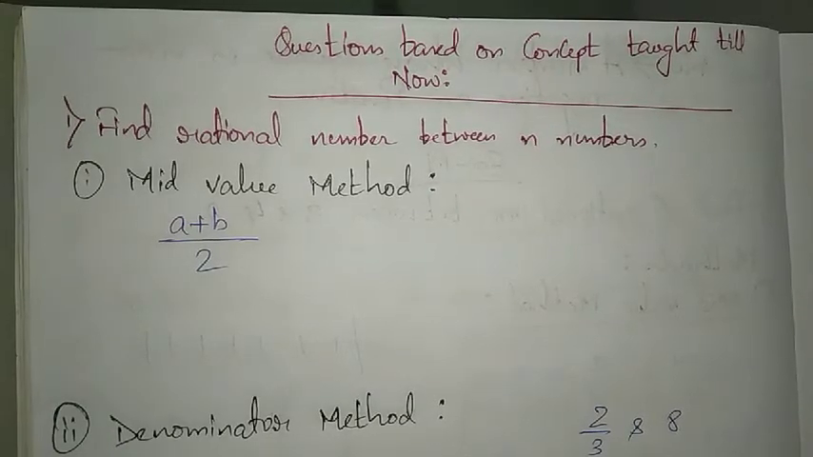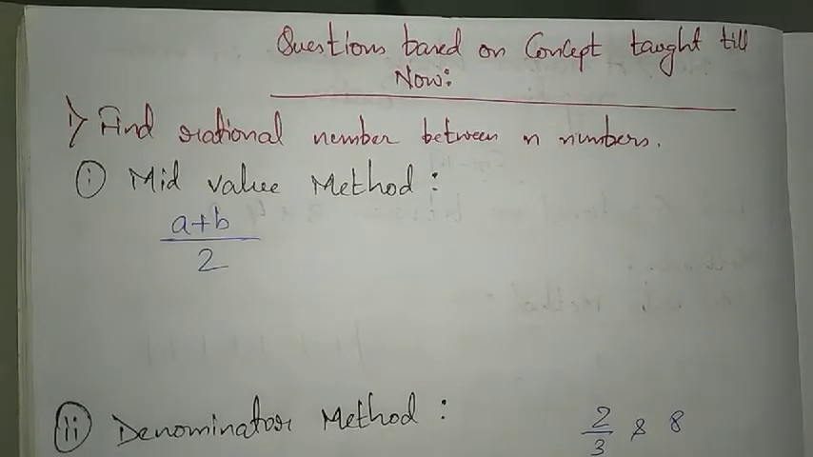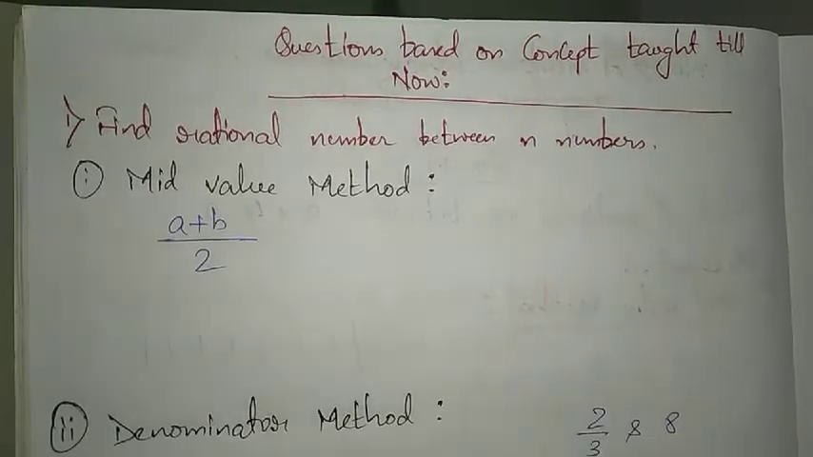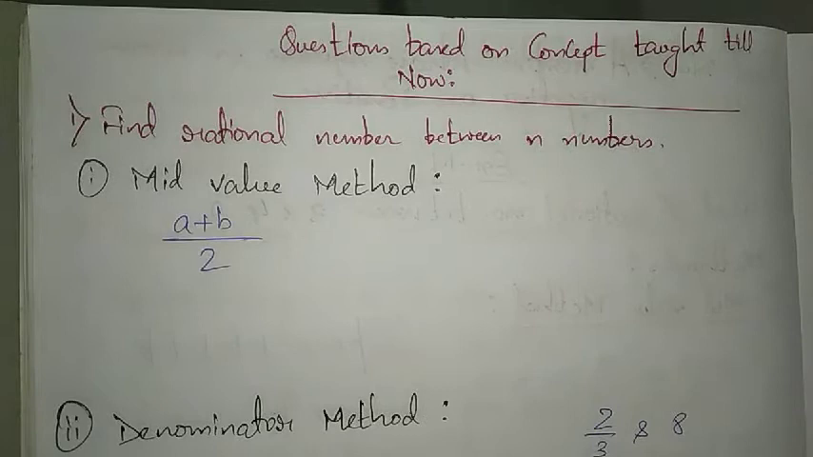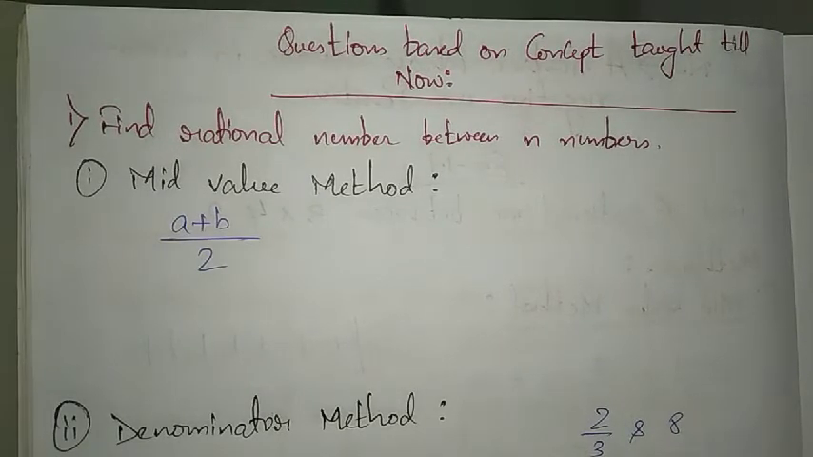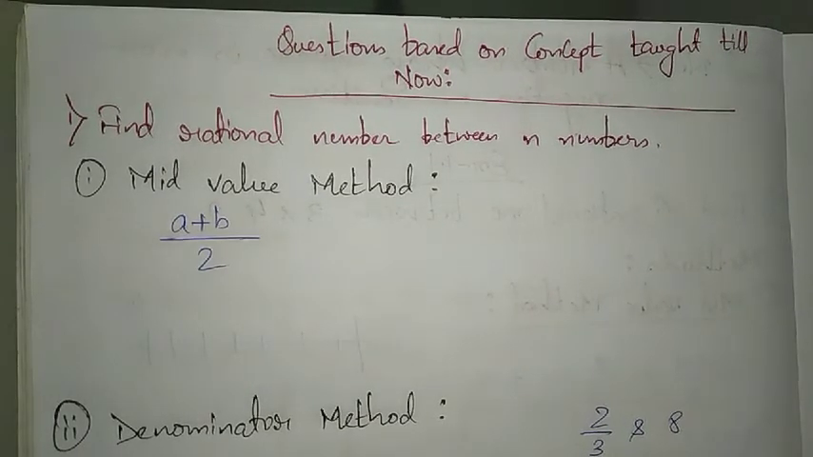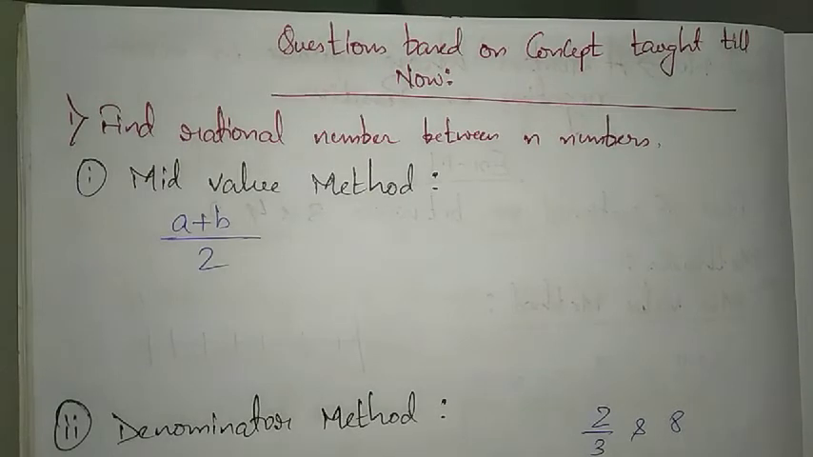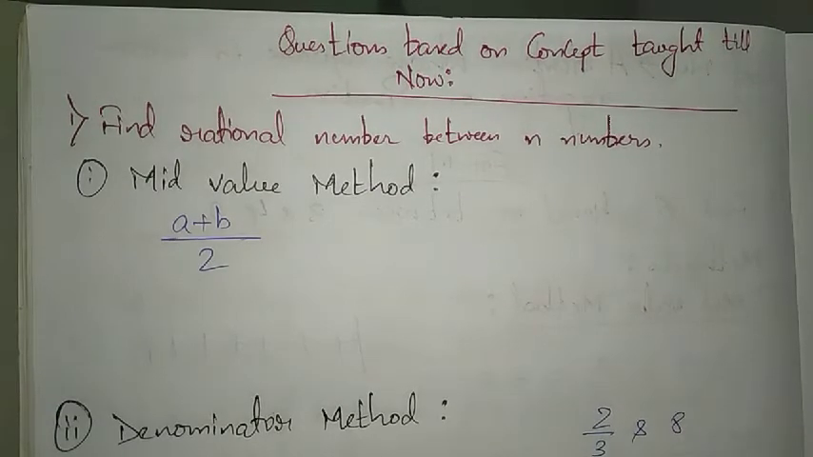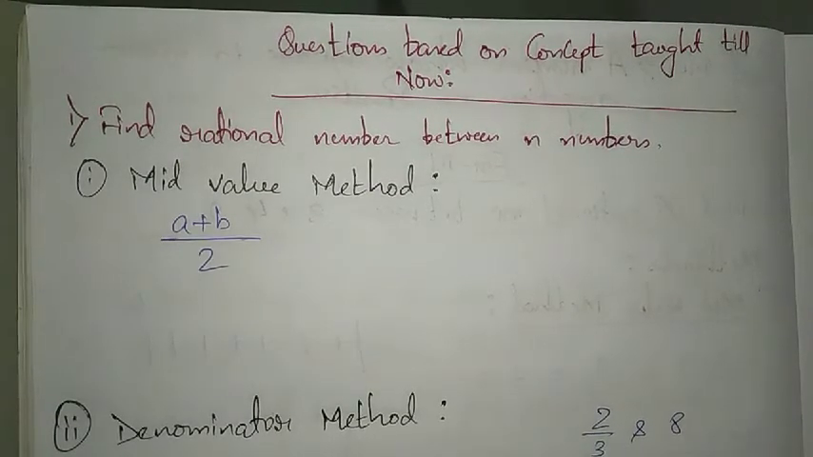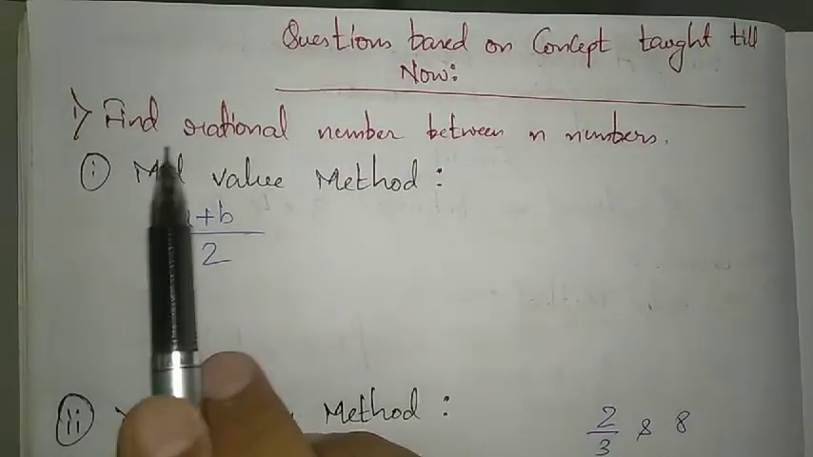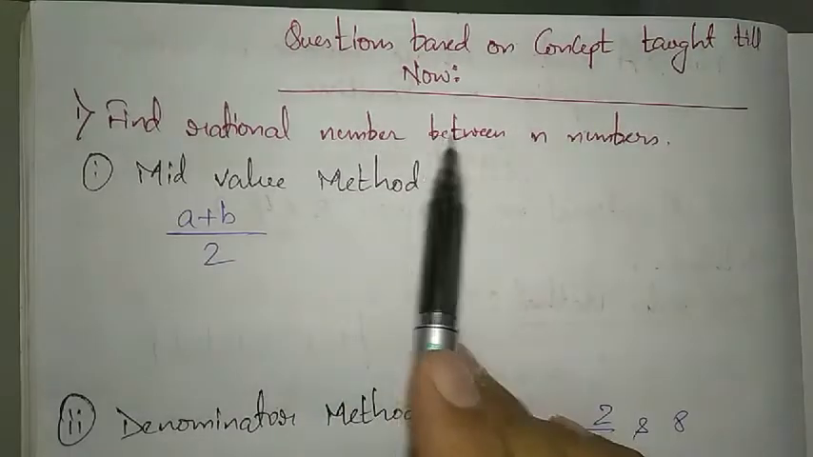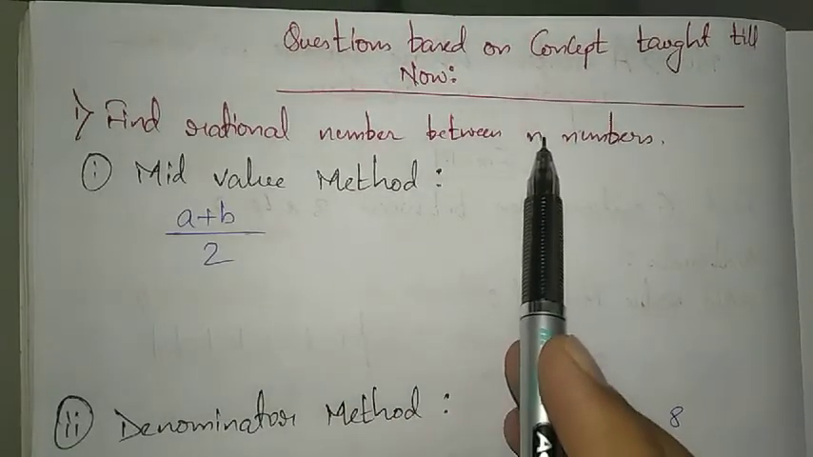Hello students. So we will be doing some questions based on the concepts that I have taught you till now. Okay. So the very first type of questions you will be asked is on this concept: find a rational number between two numbers. What I've given over here is to find n rational numbers. This n can be anything, right?